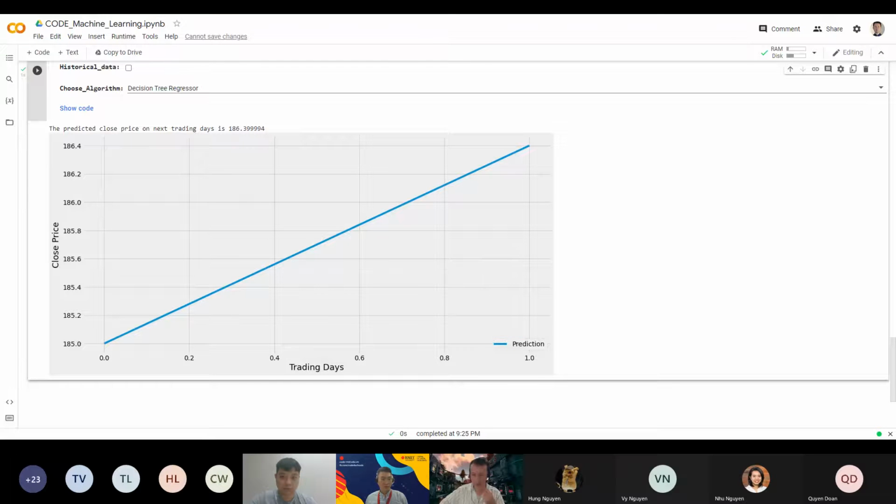Who else got close? Did anyone else get a good match? Actual price is higher than the machine learning predicted. Okay, by a lot, or was the trend correct? Oh, fantastic. So Hung, you've got 5%, Hui, you've got an exact match.